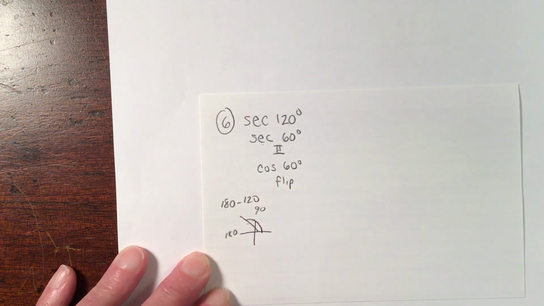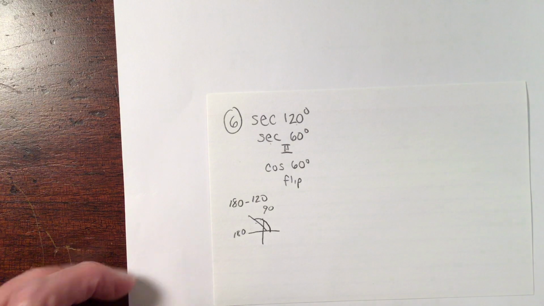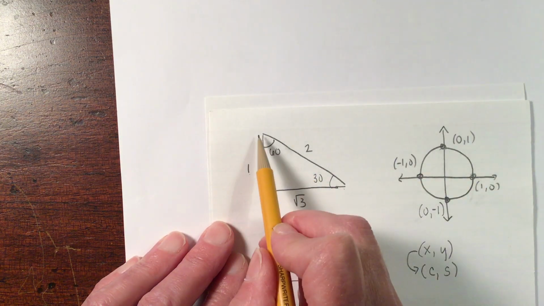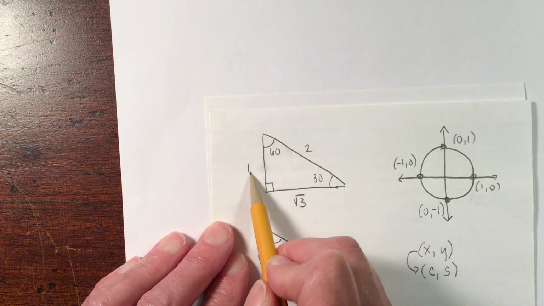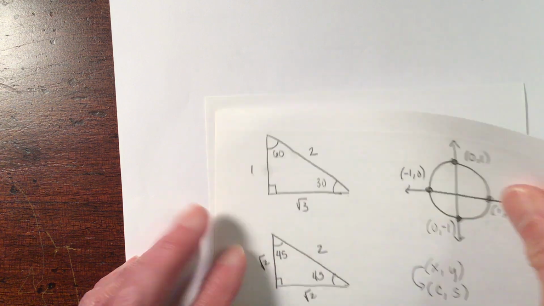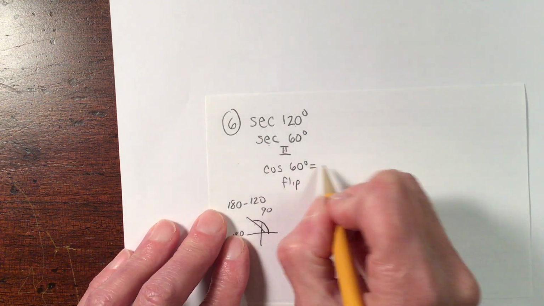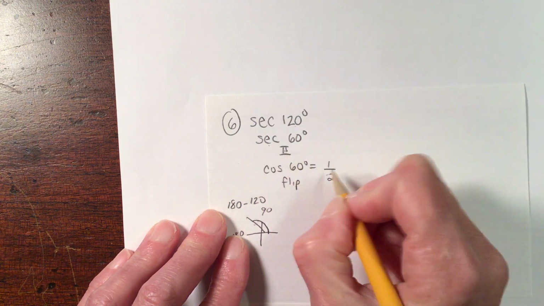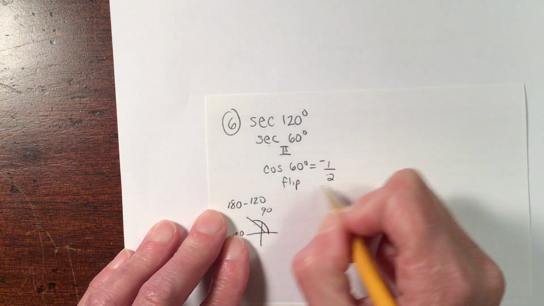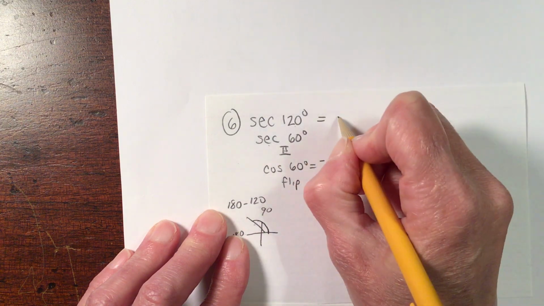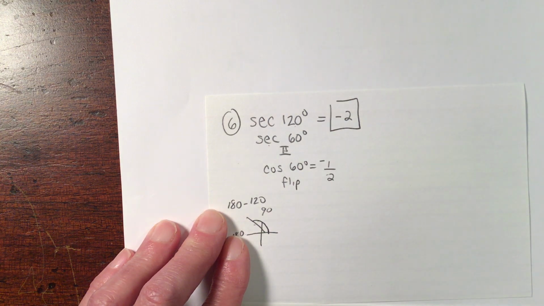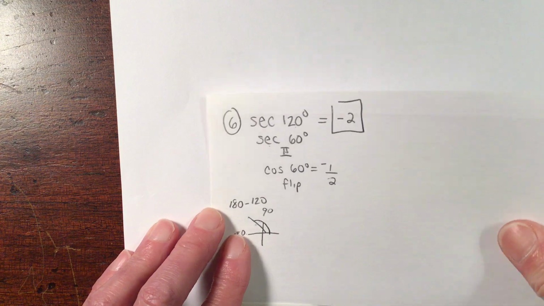The cosine of 60, if we go to our triangle, is adjacent over hypotenuse. The cosine of 60 is 1/2. In quadrant 2, the cosine is negative. And then we're going to take this and flip this answer to set up the function value for the secant of 120.